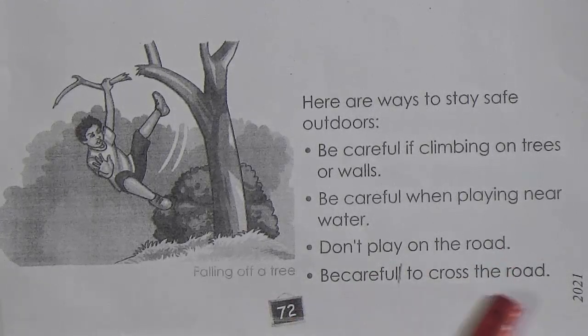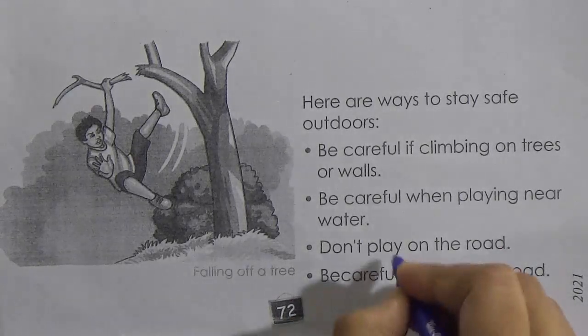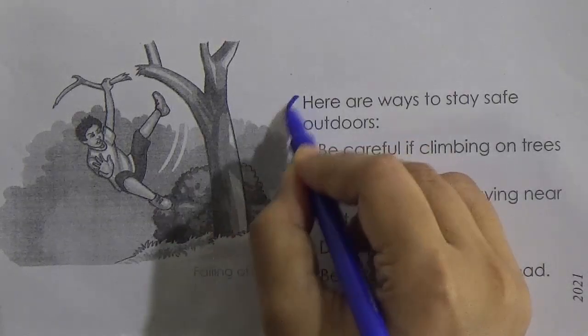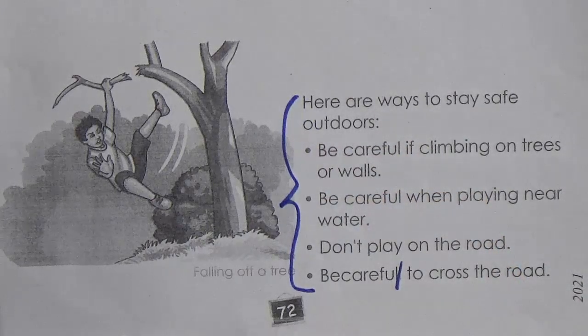Now be careful to cross the road. Now look, there is a mistake. Careful, there will be one F. Okay, cut it. Be careful to cross the road. So when you are going to cross the road, you will be careful. And in our next lesson, in our next class, we will know how to cross the road. There are some rules to cross the road, and we will learn it in our next class, that means in lesson 3. So these points are also very important. Question can come, write 3 sentences or 4 sentences to stay safe outdoors. Okay, so you will learn those points also.